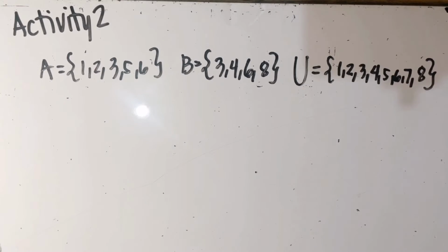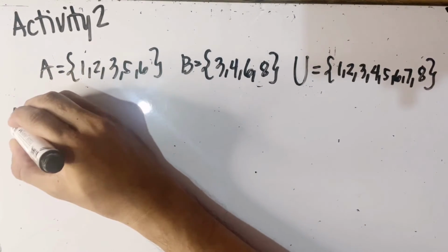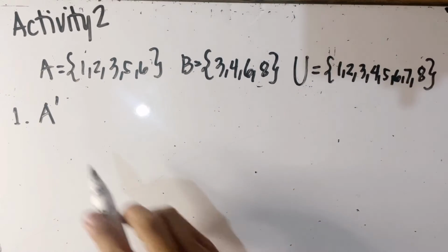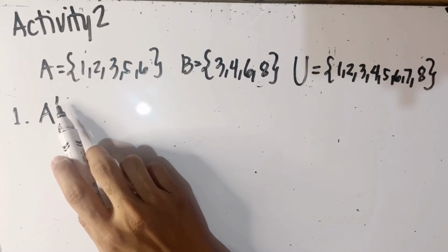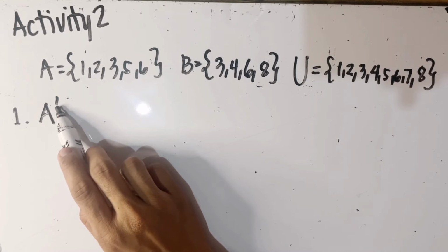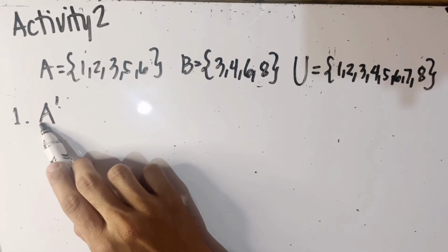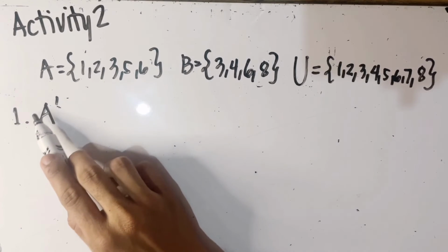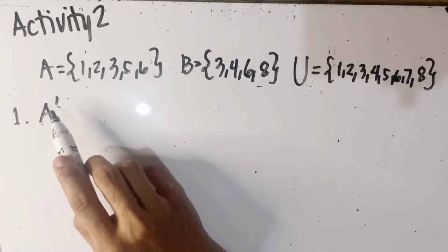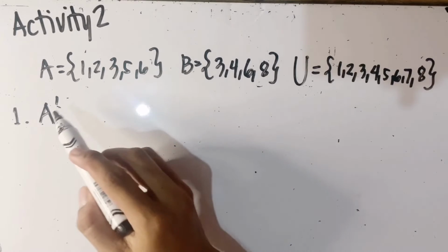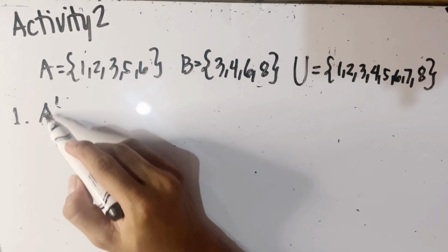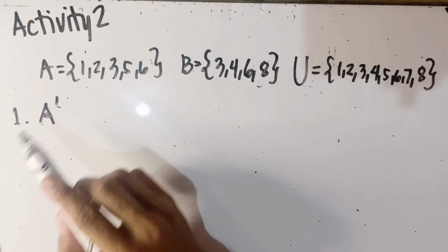Now let's try to solve this one. Again, how do you call this one? Complement. Very good. Complement of A. So it means we will get the elements not including A. So, si A kay walay labot. Atong gipangita ang elements na walay labot si A.